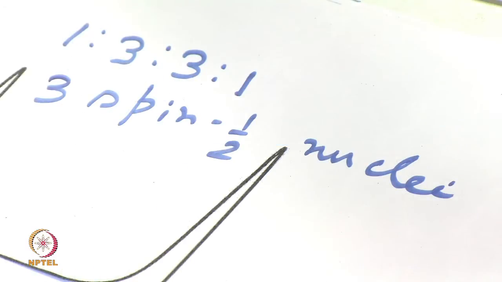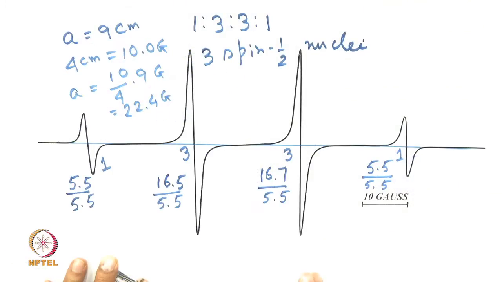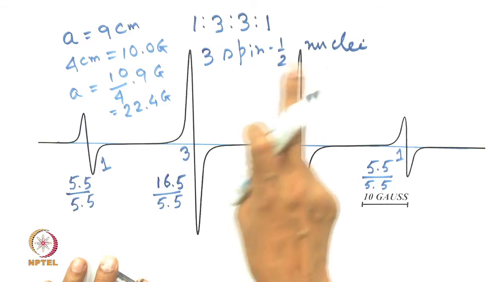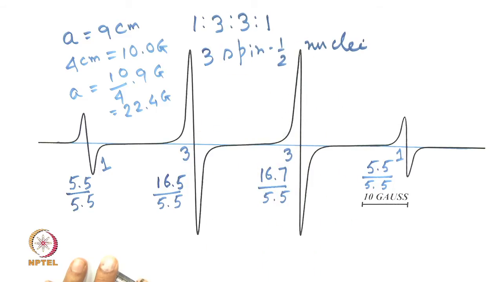Without knowing the chemical nature of the radical, it is very difficult to say what precisely the radical is, but we can confidently say that the radical contains this set of nuclei which are giving rise to this set of hyperfine pattern.